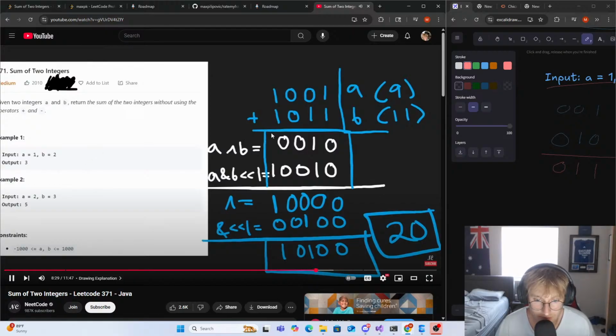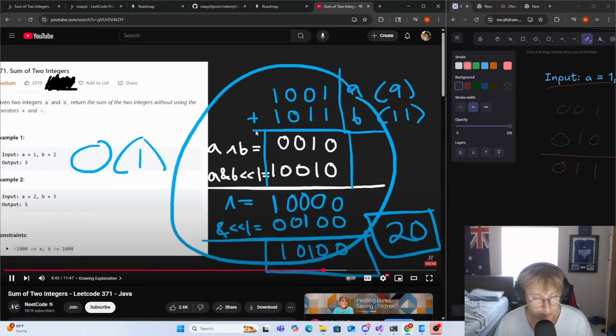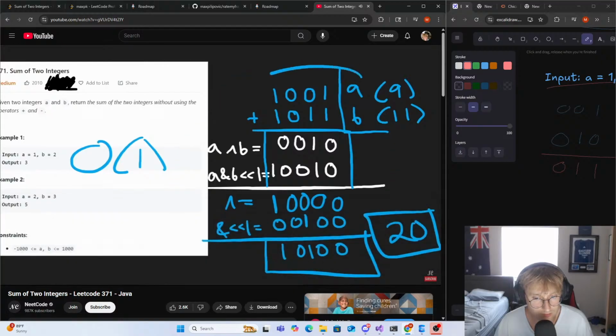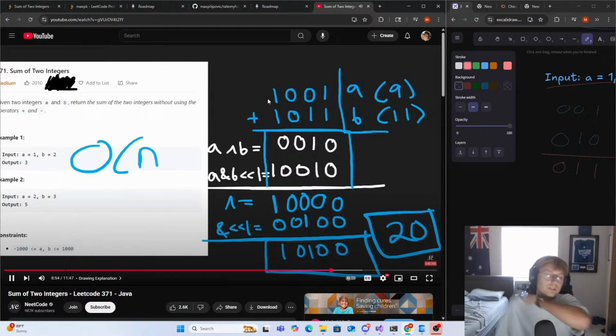And actually, what is going to be the time complexity of this solution? Well, it's going to be constant time, because first we're told that the integers a and b are going to be between negative 1,000 and positive 1,000. And how many times could we actually do this loop before getting a carry that's 0? It can't run forever. Of course, if these were arbitrarily large integers, then in that case, we might have a linear time algorithm. But for the most part, this is constant time.